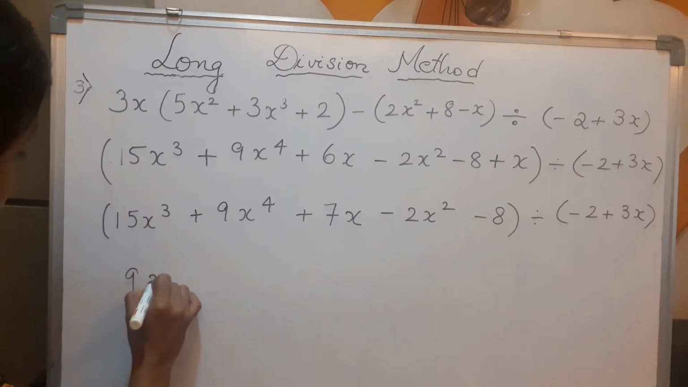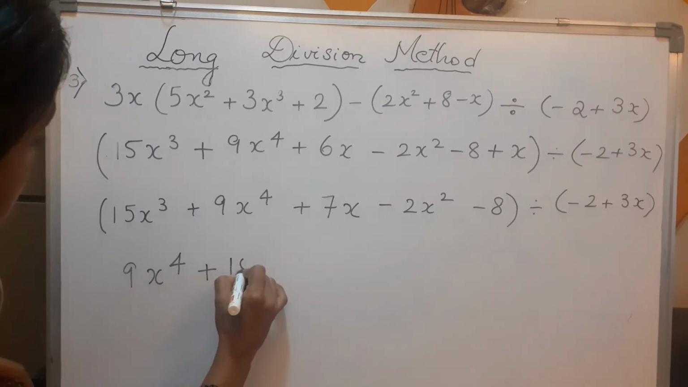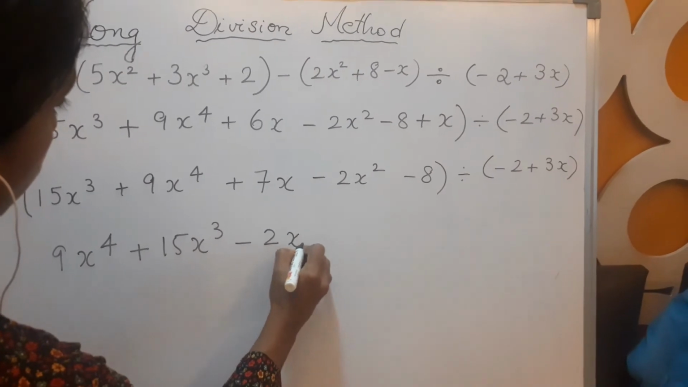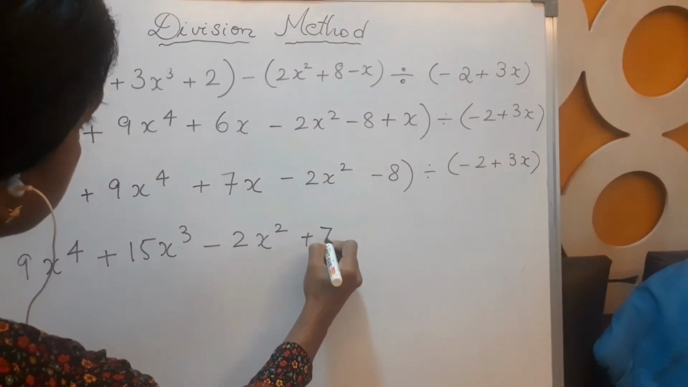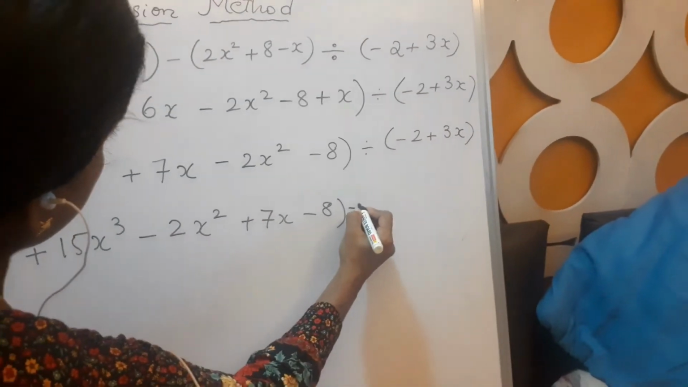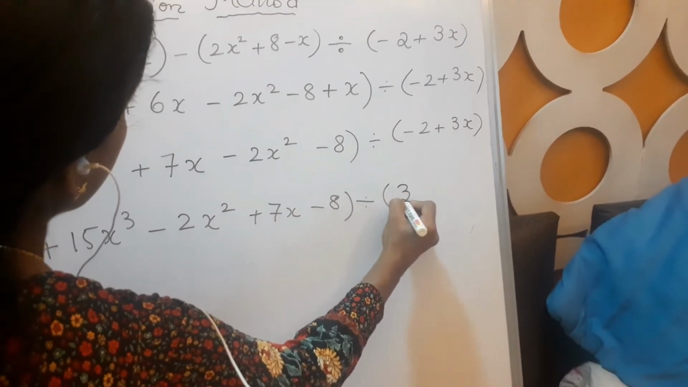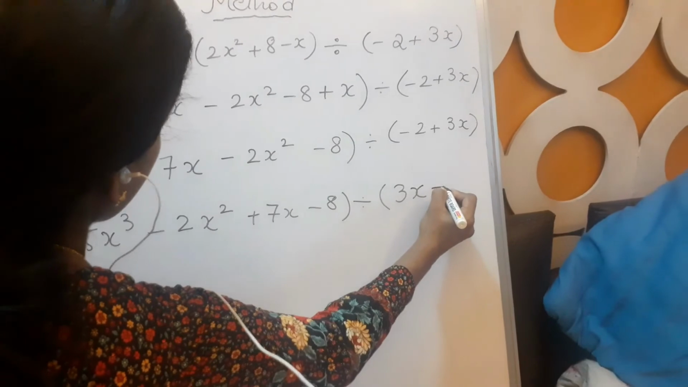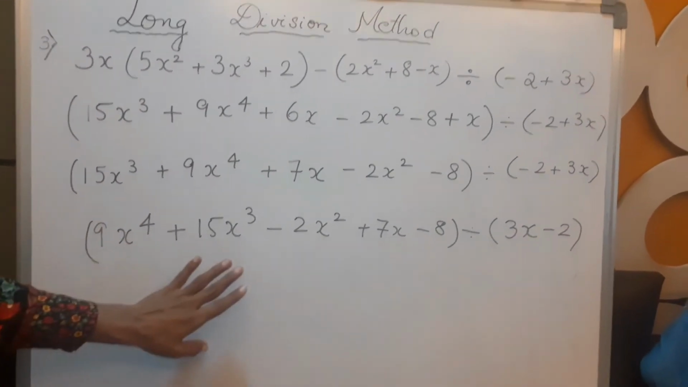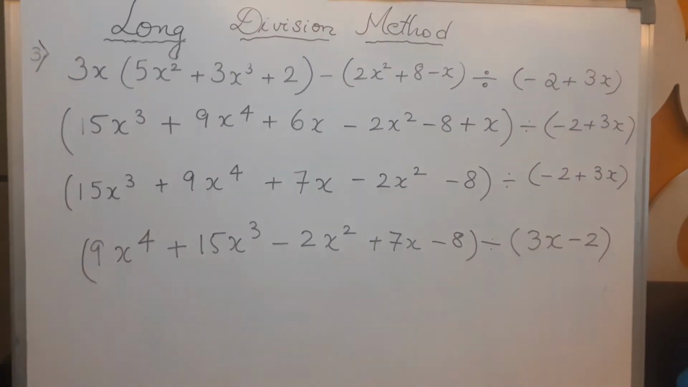It will be 9x raised to 4, then 15x cube minus 2x square plus 7x minus 8, divided by, now again this is not in the standard format, so it has to be put in the standard format, variable x first, minus 2. So now we have simplified our polynomial into this form, and also we have put it in the standardized format.